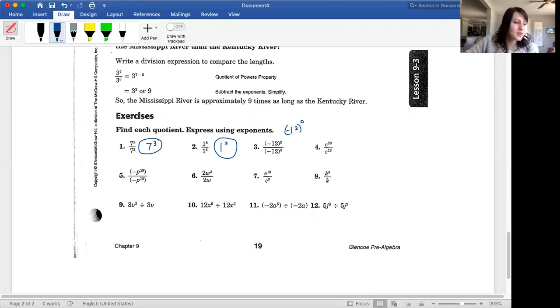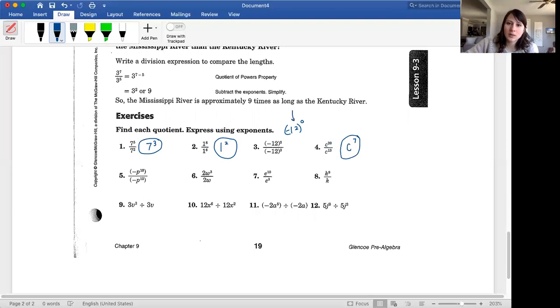All right, we're going to leave this hanging. We're going to talk about this in a second. Number 4, c to the 20th over c to the 13th. 20 minus 13 is 7, so it's c to the 7th power.